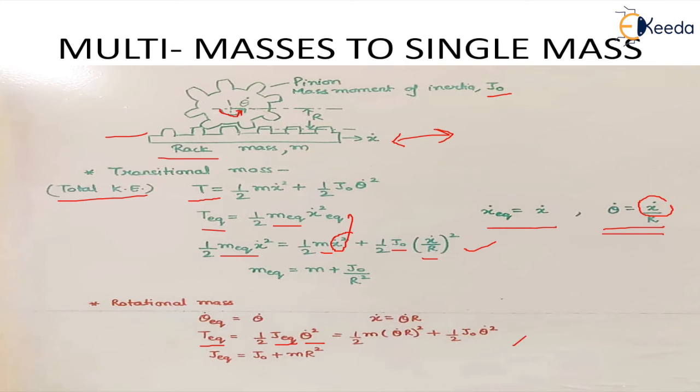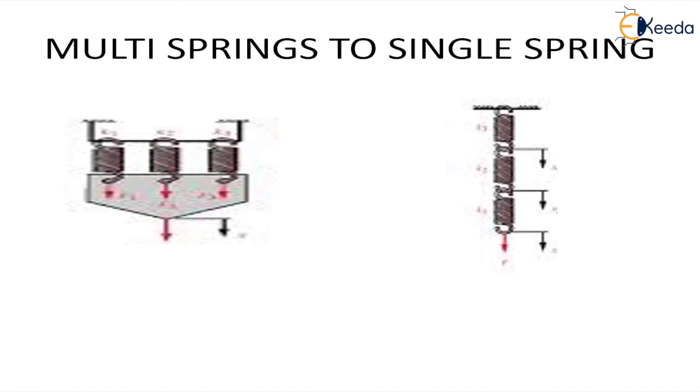So this is how the equation looks, and we can find J equivalent, or the mass moment of inertia for the system, which is J naught plus m r square. Similarly, we can replace multiple springs with a single spring system.